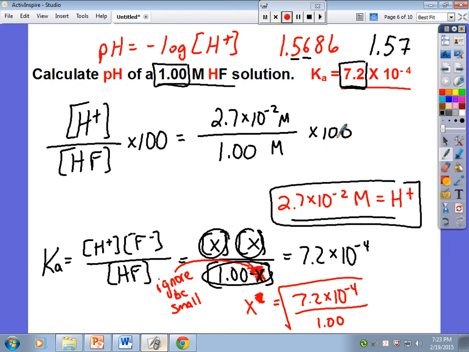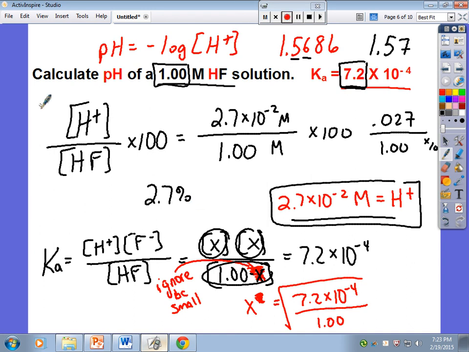So what do you get when you take 0.027 and divide it by 1 and multiply it by 100? You get 2.7%. And 2.7% sure is way below 5%. And therefore you can ignore it.